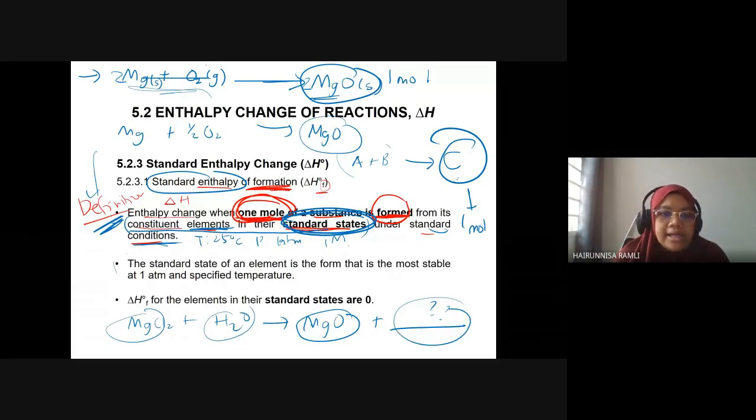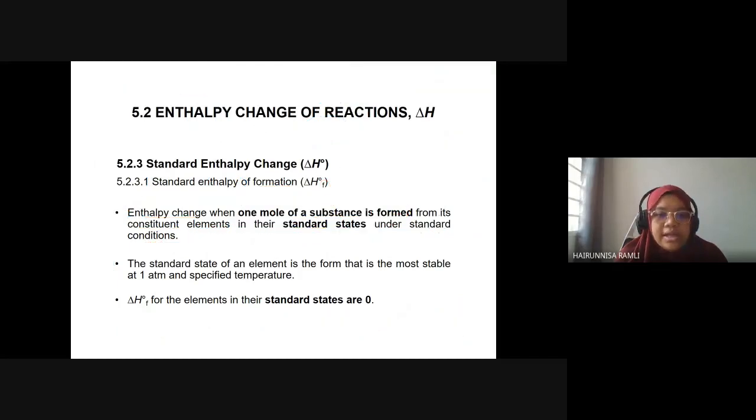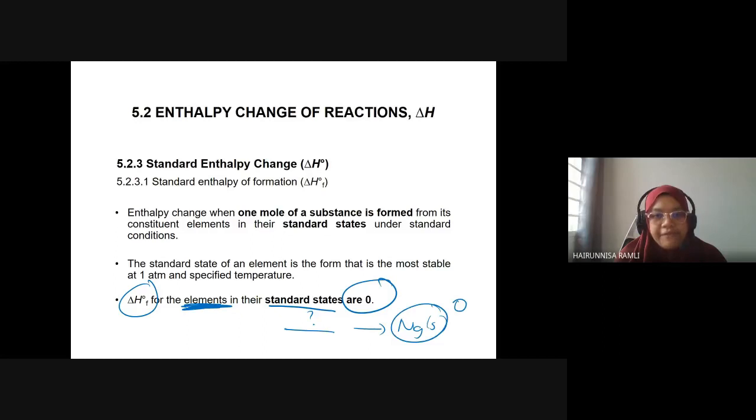So the delta HF, okay, wait. The delta HF for the elements only, for elements in their standard states, is 0. Like just now, magnesium, solid. What else is there to form from it? So that's why the value is zero. Delta HF. Same for hydrogen gas. Even though it is a molecule, it is a molecular element. It is still an element, so the value is 0.